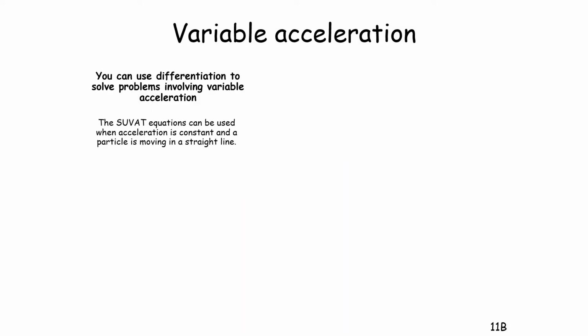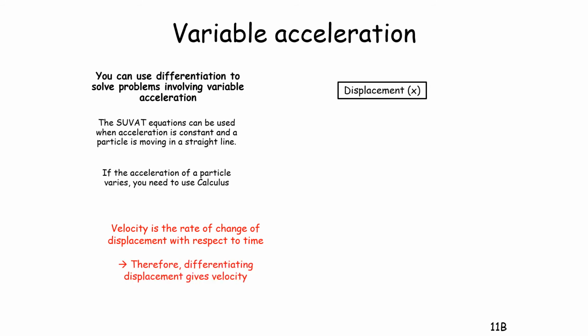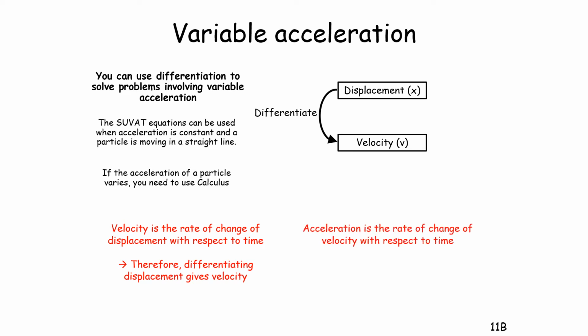So the suvat equations can be used when acceleration is constant and the particle is moving in a straight line. If the acceleration of a particle varies, you need to use calculus. So displacement, we call it x. Velocity is the rate of change of displacement with respect to time. Therefore, differentiating displacement gives velocity. The acceleration is the rate of change of velocity with respect to time. Therefore, differentiating velocity gives us acceleration.